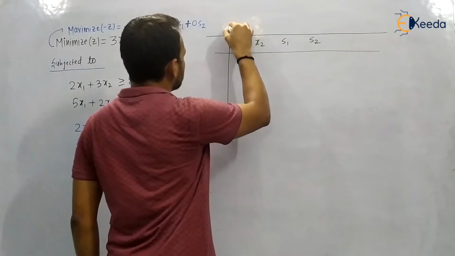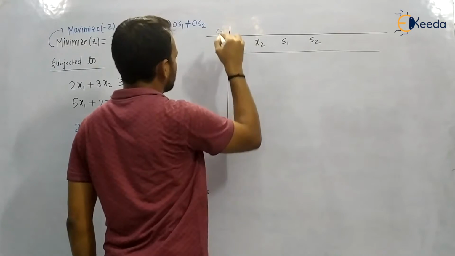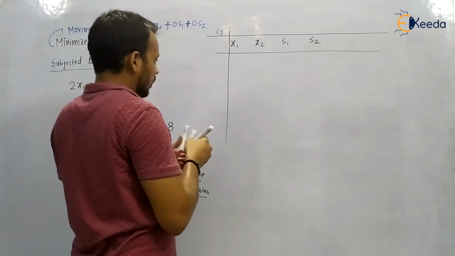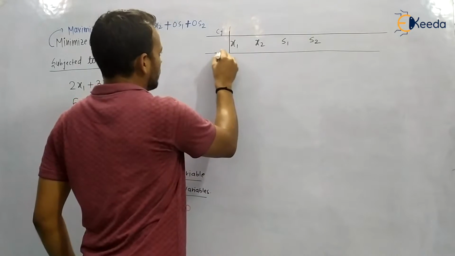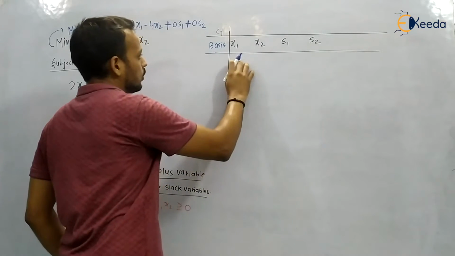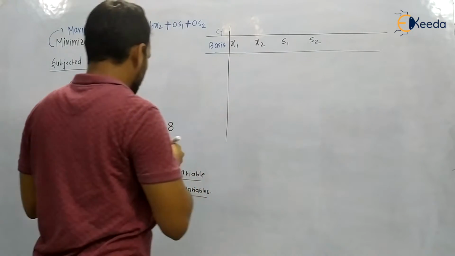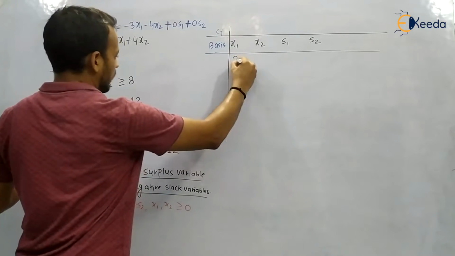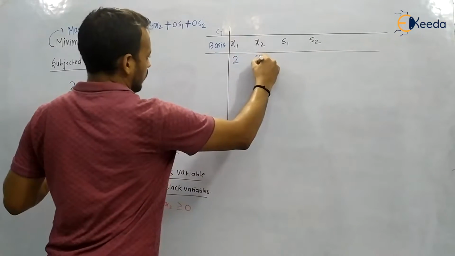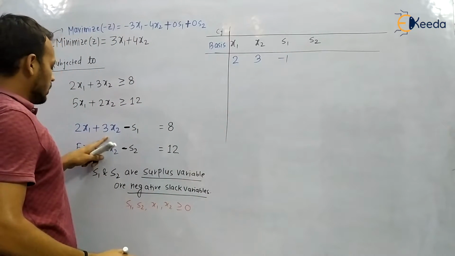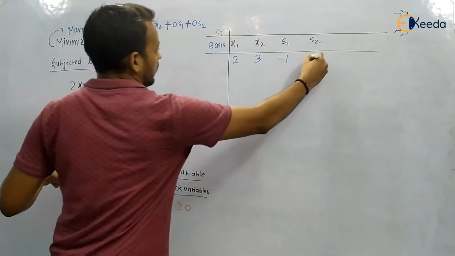Here we used to write the Cj. Okay, so what you are going to do? This is going to form your basis, and you are going to write the coefficient of the constants. For x1 it is 2, for x2 it is 3, for s1 it is -1 because it is a negative slack variable or surplus variable, and for s2 it is 0.